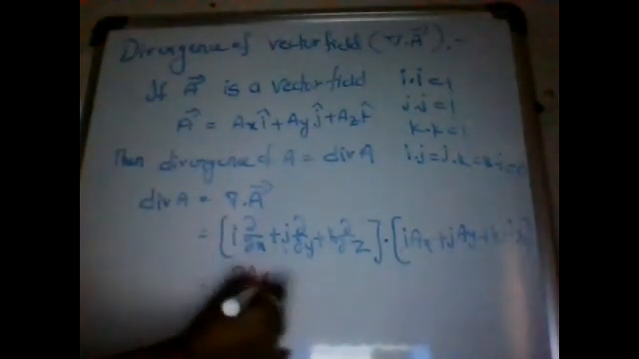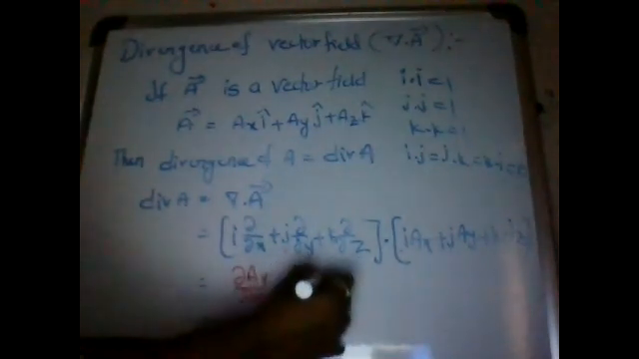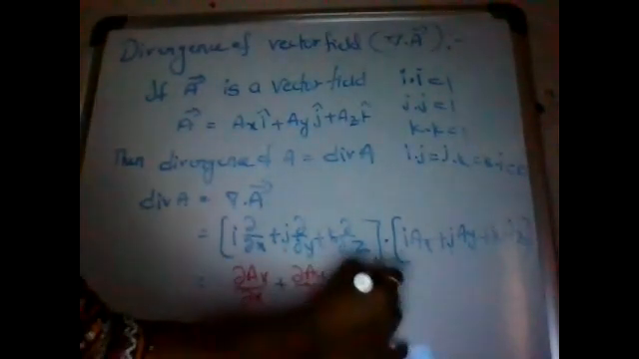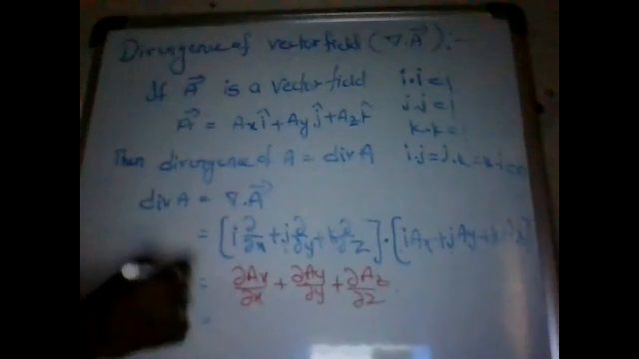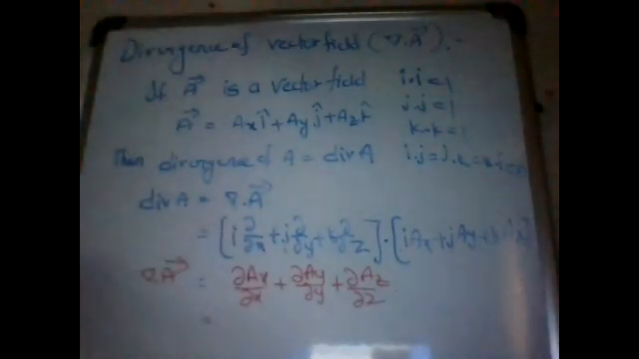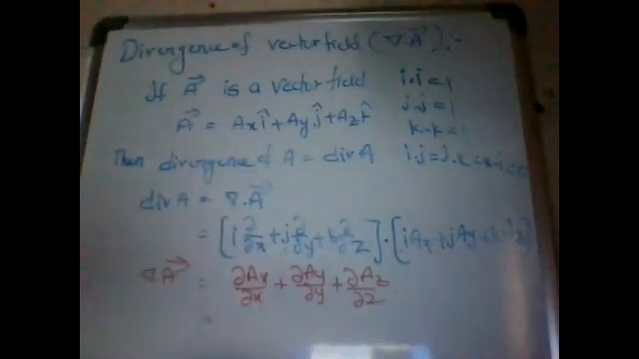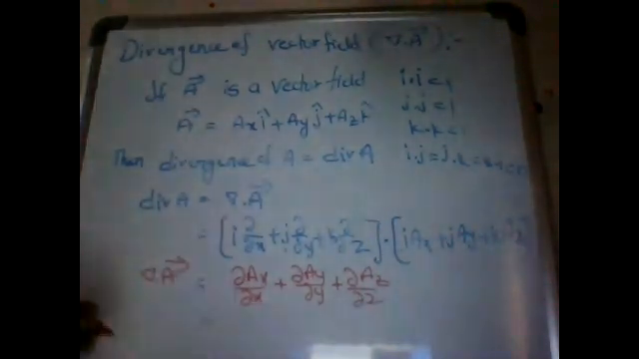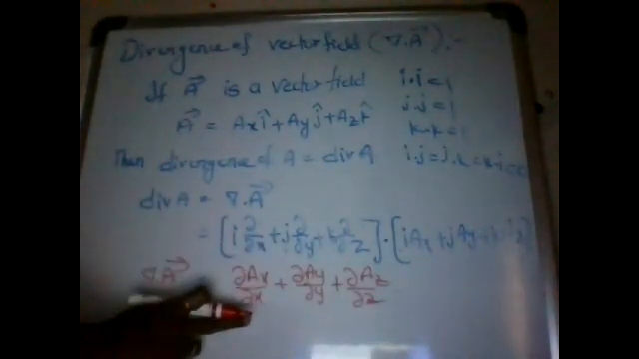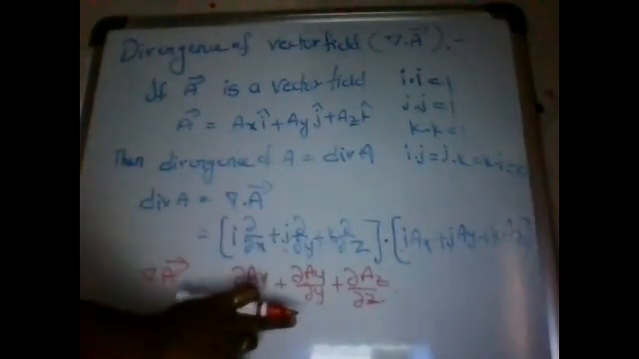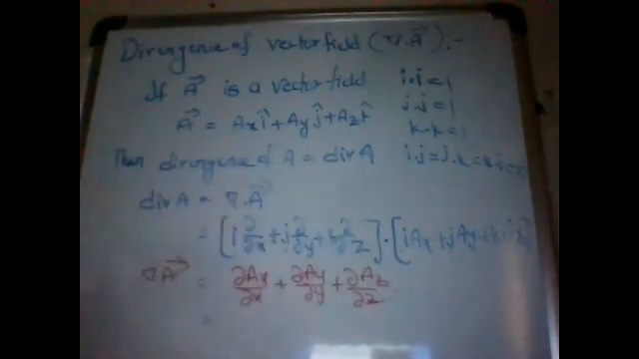Dou A suffix x by dou x plus dou A suffix y by dou y plus dou A suffix z by dou z. This is the final equation. Del dot A bar, divergence of A, equals dou A suffix x by dou x plus dou A suffix y by dou y plus dou A suffix z by dou z. So the x component is differentiated with respect to x only, the y component with respect to y only, and the z component with respect to z only. This is the divergence of a vector field. Here we are considering a vector field.